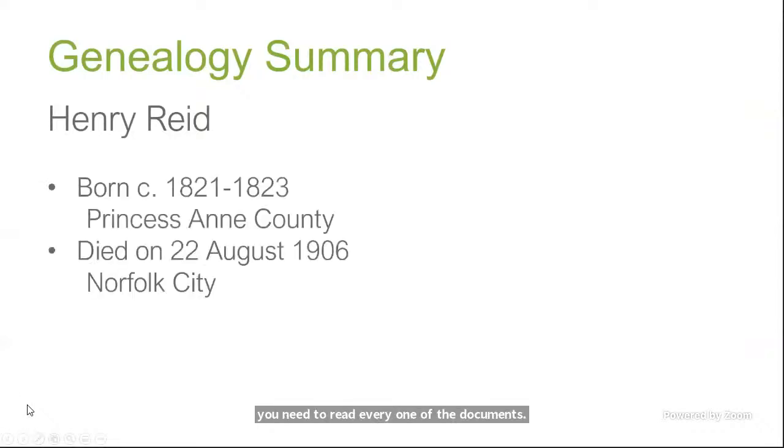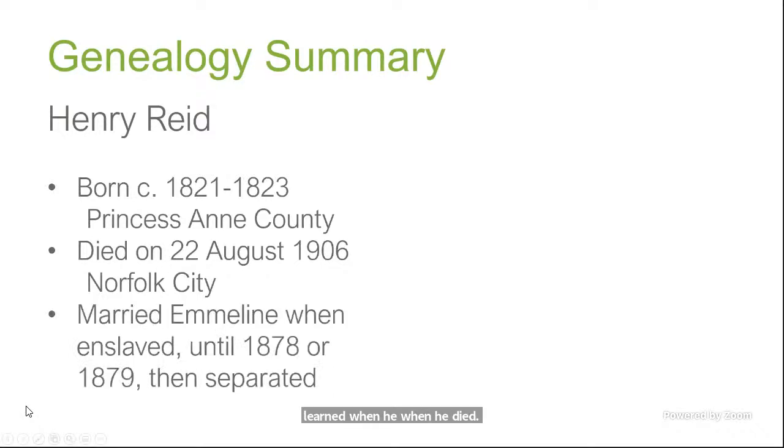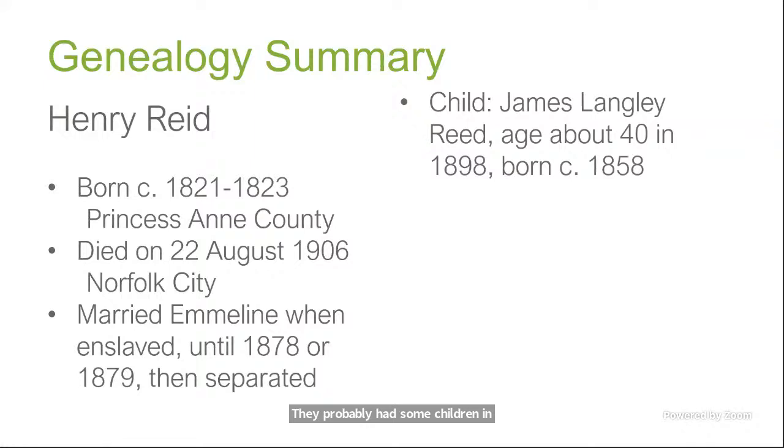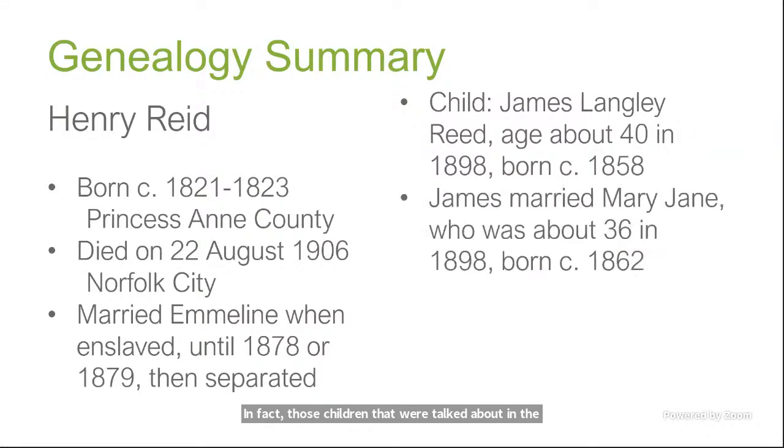All right, let's review what we learned about Henry. We learned when he was born and where he was born. We learned when he died and where he died. We learned he married Emmeline when he was enslaved. They probably had some children. In fact, those children that were talked about in the record could be Emmeline's. It certainly is a good theory.